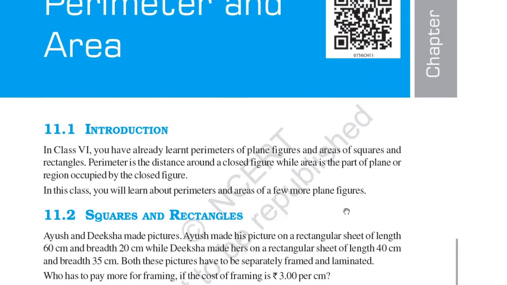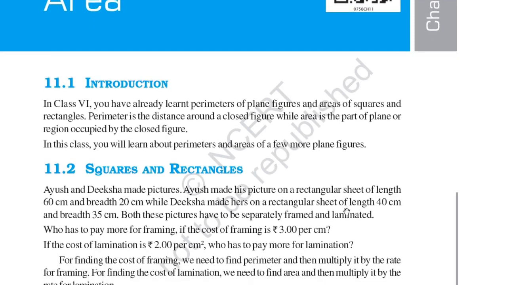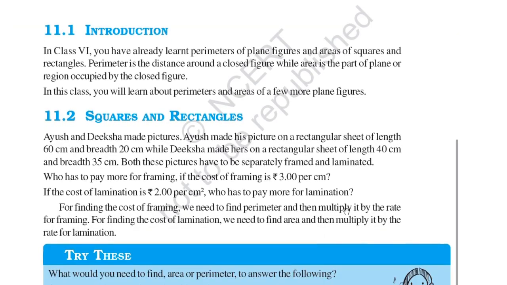11.1 Introduction. In class 6 you have already learned perimeters of plane figures and areas of squares and rectangles. Perimeter is the distance around a closed figure, while area is the part of plane or region occupied by the closed figure. So you know that perimeter is the distance around the closed figure and the area is the space occupied by the closed figure. In this chapter you will learn about perimeters and area of a few more plane figures.